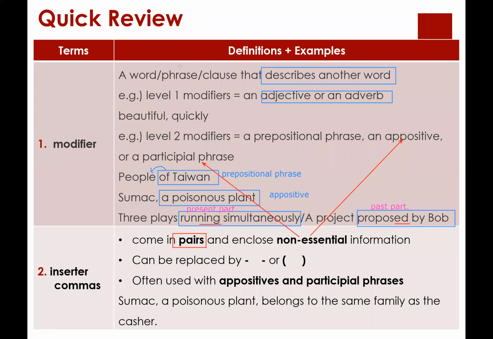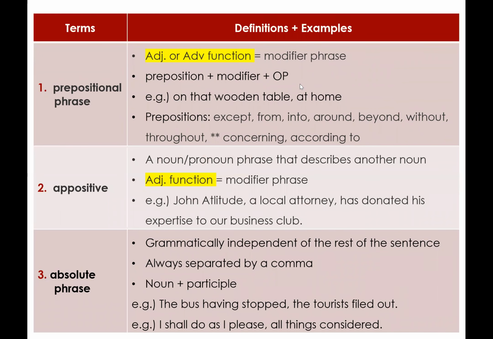All right. Now, let's jump into our very first lesson, the prepositional phrase. A prepositional phrase is adjective or adverb function. And the composition would be preposition, and we sometimes have modifier, which is adjective, in the middle, and then followed by a noun or pronoun, which functions as the object of the preposition. And together, that makes our prepositional phrase. So for example, on that wooden table, on is preposition, that and wooden, they are modifiers, and table is the object of the preposition. And at home, at is the preposition, and home is the object of the preposition.